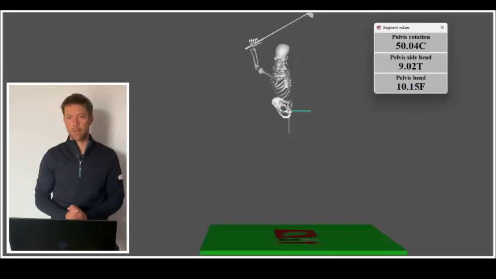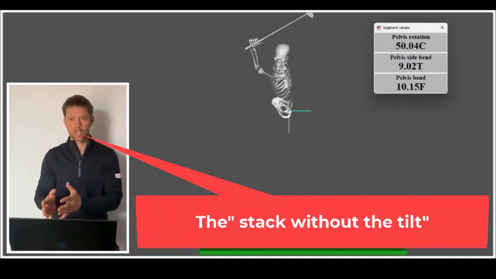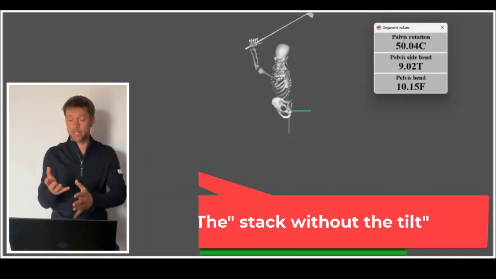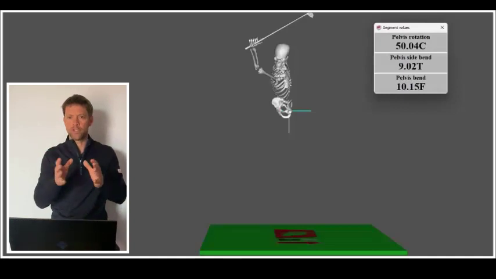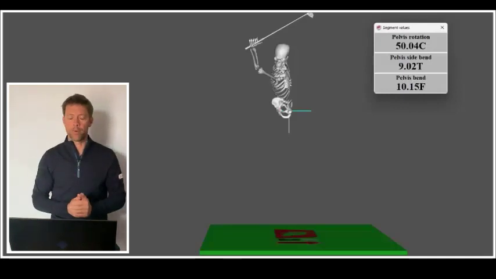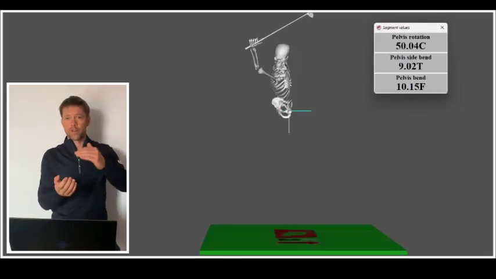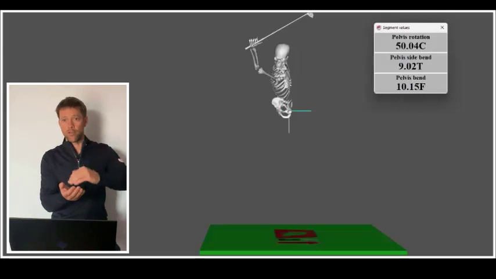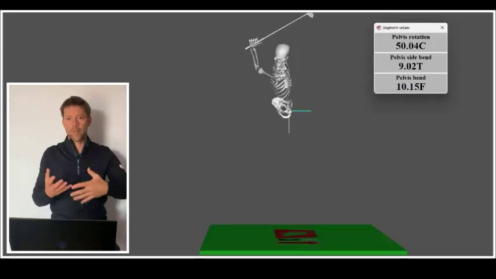Let's explore how the lumbar spine enjoys movement in the downswing. In essence, what the lumbar spine enjoys is the stack without the tilt. One way we can really establish this is to look at when the pelvis produces 0 degrees rotation in the downswing, what is then the lateral flexion, the side bend of that pelvis at that point in time. So then really ensure those lumbar vertebrae, L1 to L5, are stacked vertically without the tilt.